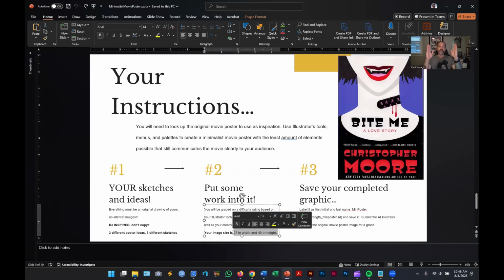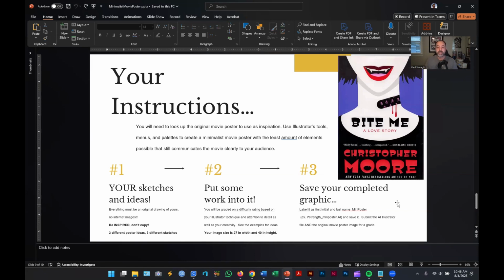It's 27 inches wide and 40 inches long. Okay? Read. I had someone try to do it sideways. That's called landscape. No, I need portrait, okay? You're going to save your completed graphics. So once you do your sketches and we're like, hey, I'm using this one, and I give you some direction to it.